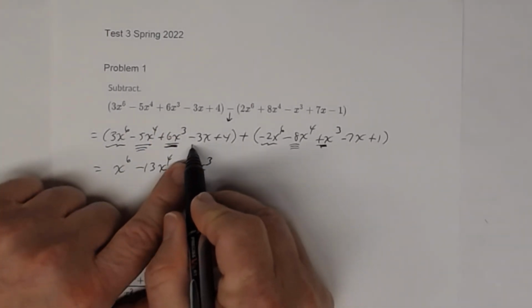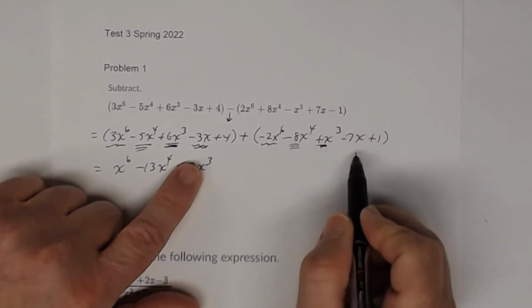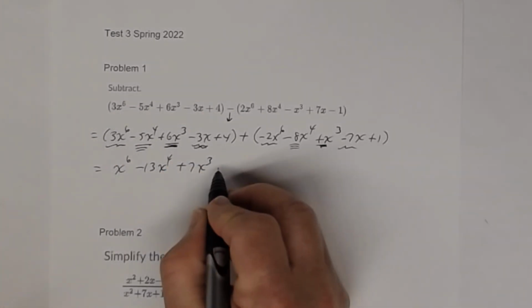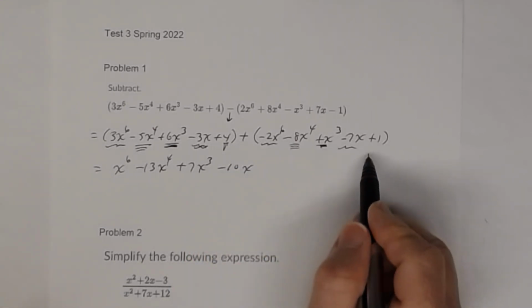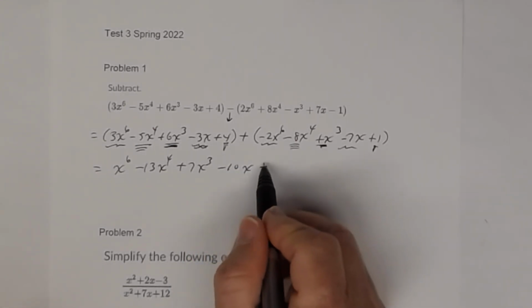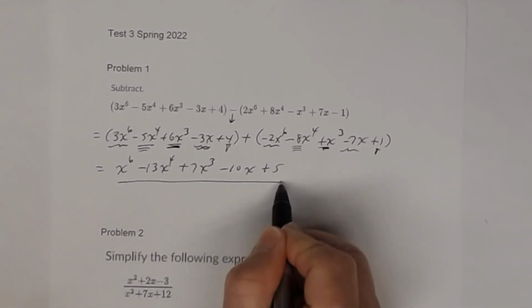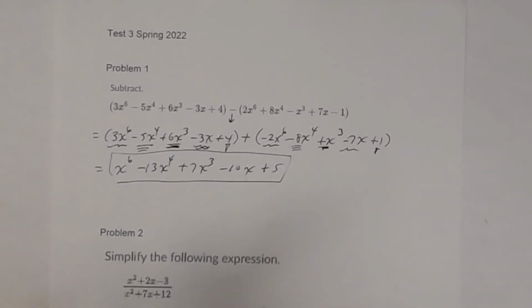And then we have our linear terms. So negative 3x and a negative 7x is a negative 10x. And then your constant, a positive 4 and a positive 1 is a positive 5. All right, so that was number one.